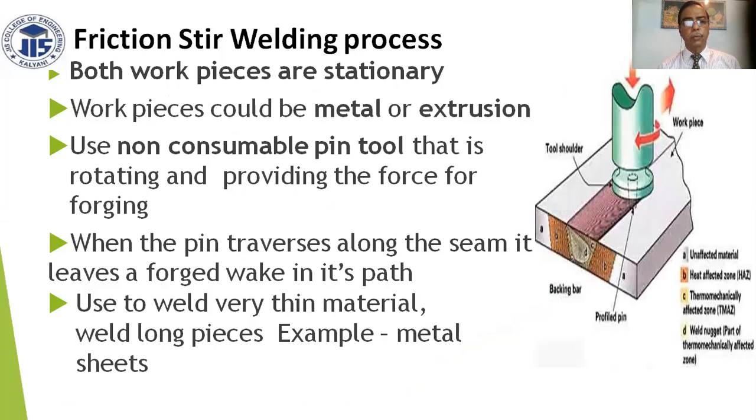In friction stir welding, both workpieces are stationary. The workpiece could be metal or extrusion. It uses a non-consumable pin tool that is rotating and providing the force for forging. When the pin travels along the seam, it leaves a forged wake in its path. It is used to weld very thin material and long pieces, for example metal sheets.